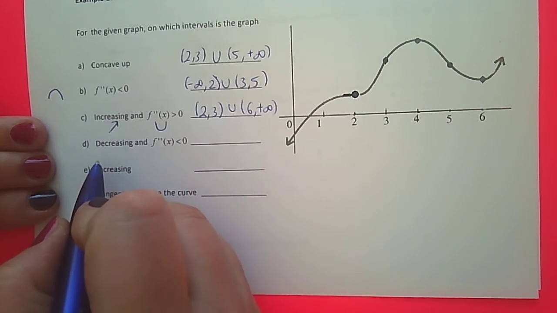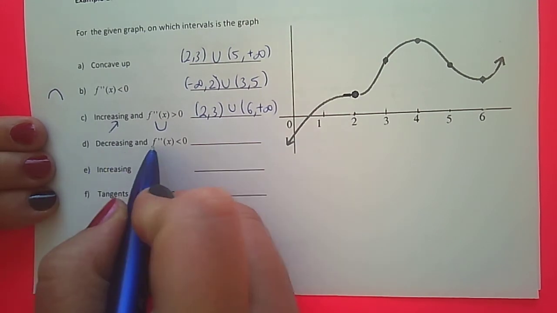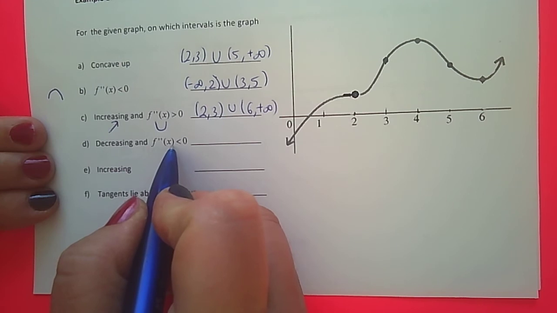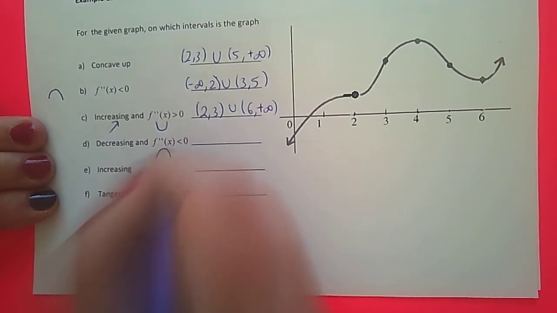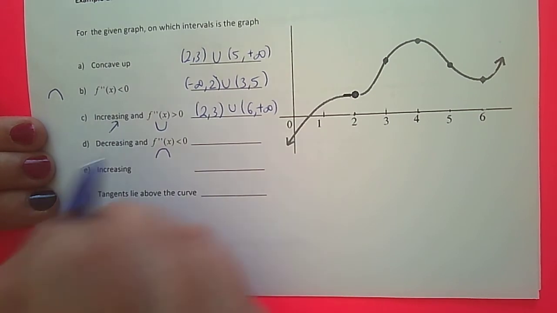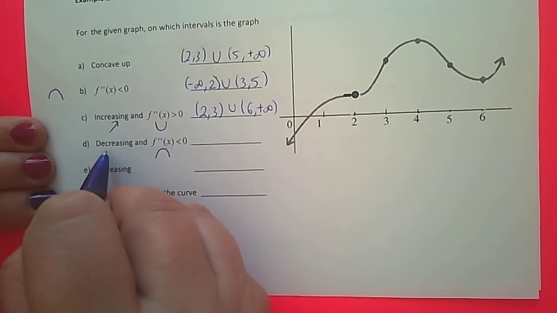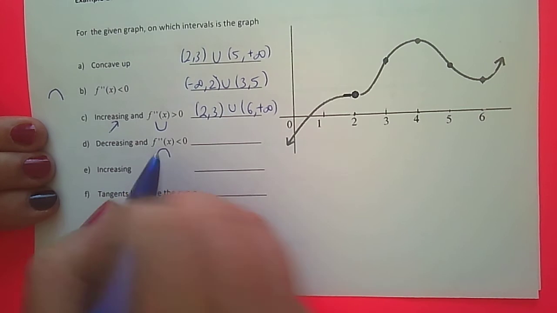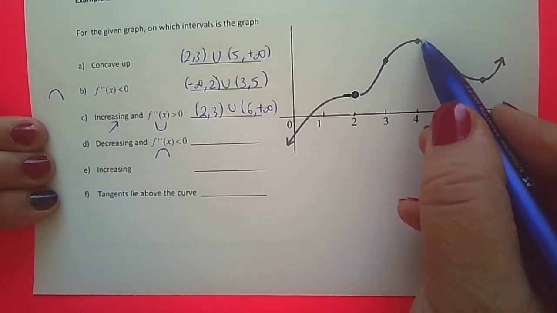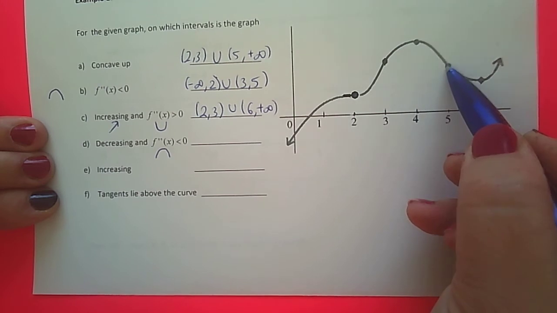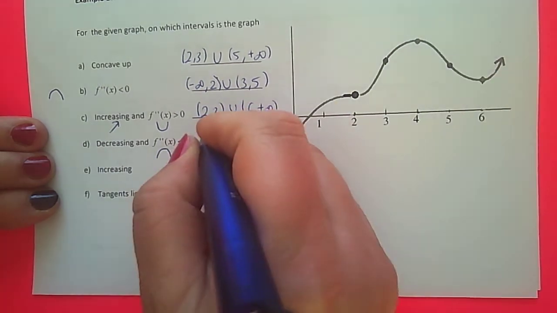Let's look at part D. Decreasing and the second derivative is negative. If the second derivative is negative, then the original function is concave down. So we are looking for the intervals where the original function is decreasing and concave down. Increasing, increasing, increasing. So it is decreasing and concave down from 4 to 5.